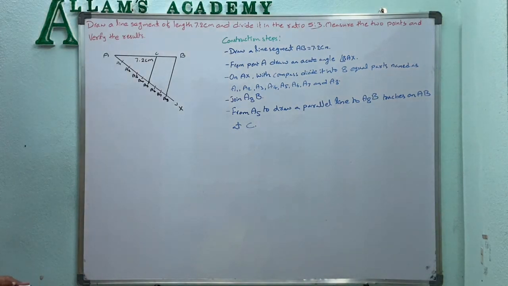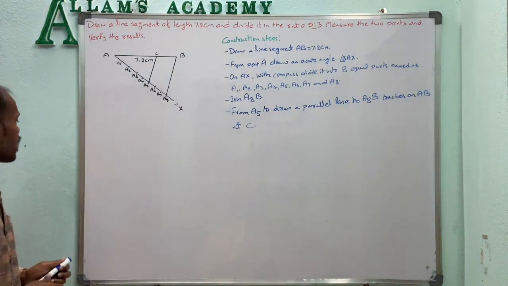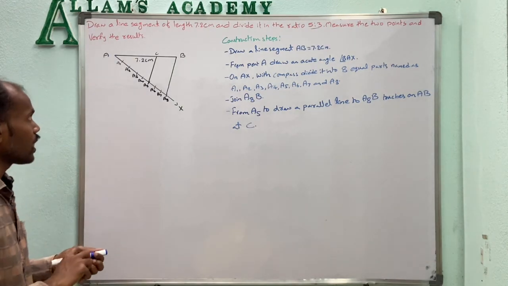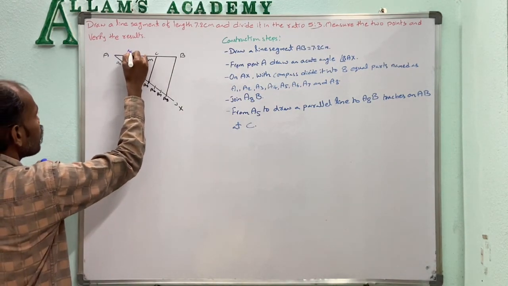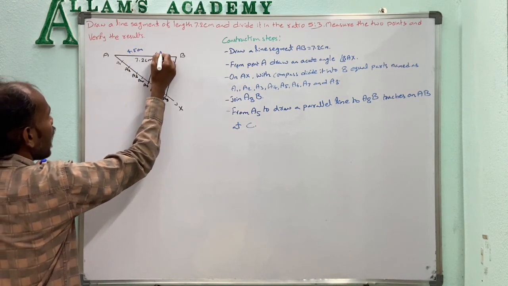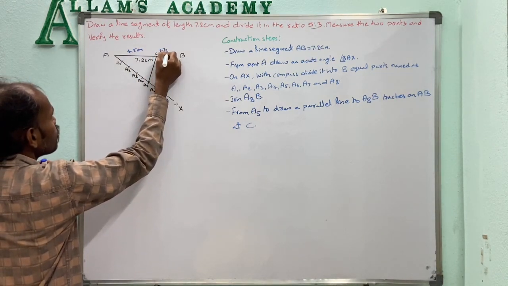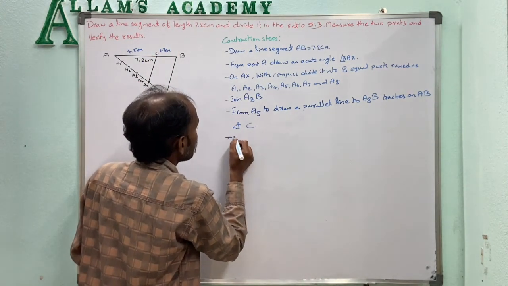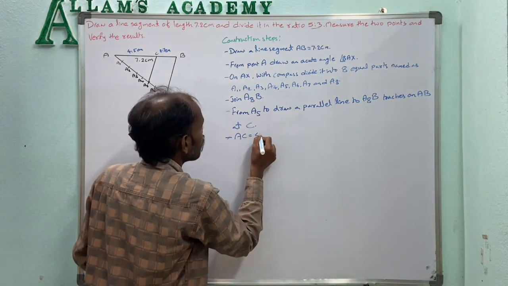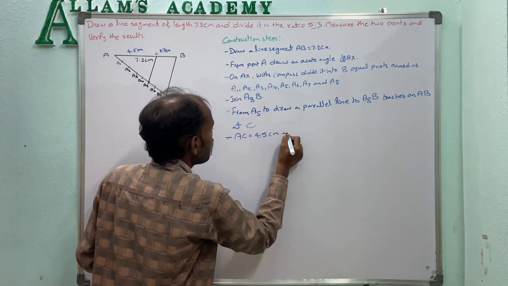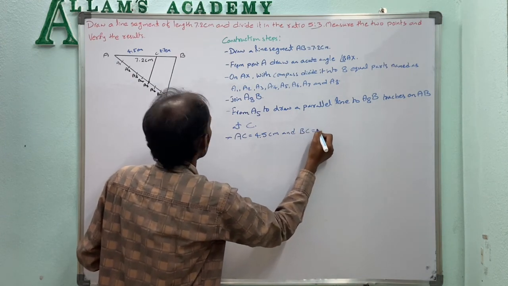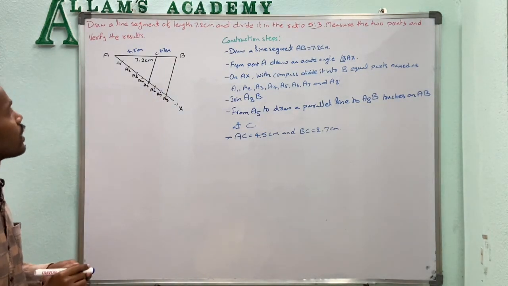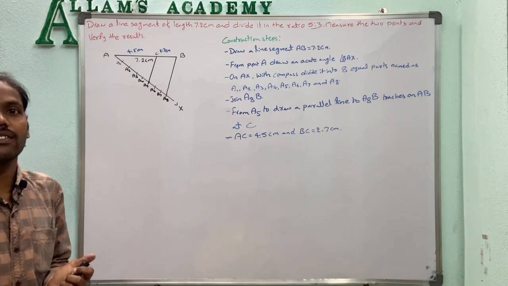Now if we observe, point C divides the line segment AB in a 5:3 ratio. If we measure AC and CB, the AC length is 4.5 centimeters and the CB length is 2.7 centimeters. So here AC equals 4.5 centimeters and BC equals 2.7 centimeters. Measuring and verifying the results are also asked.